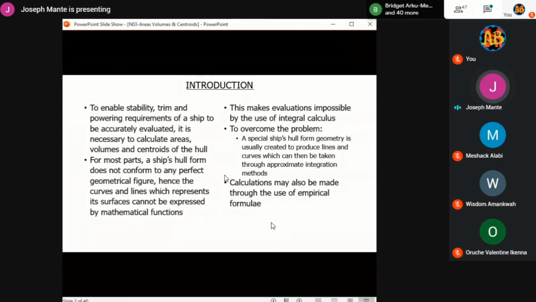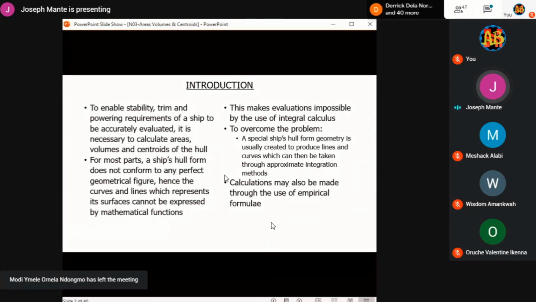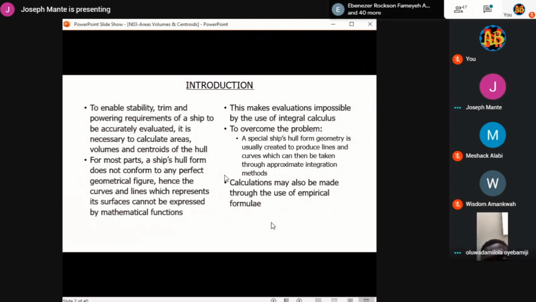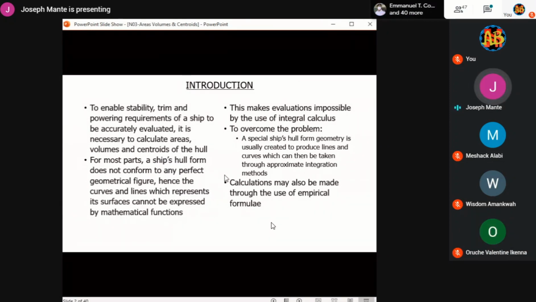So we also have approximate integration methods. You integrate every portion, so small, then when you finish, you add all, then you can say, okay, this is my area. Calculation may also be made through the use of empirical formulas. So we have the approximate integration method, and we also have empirical formulas that you can use in calculating the areas, the volume, and the centroid of the hull. I hope you understand that.